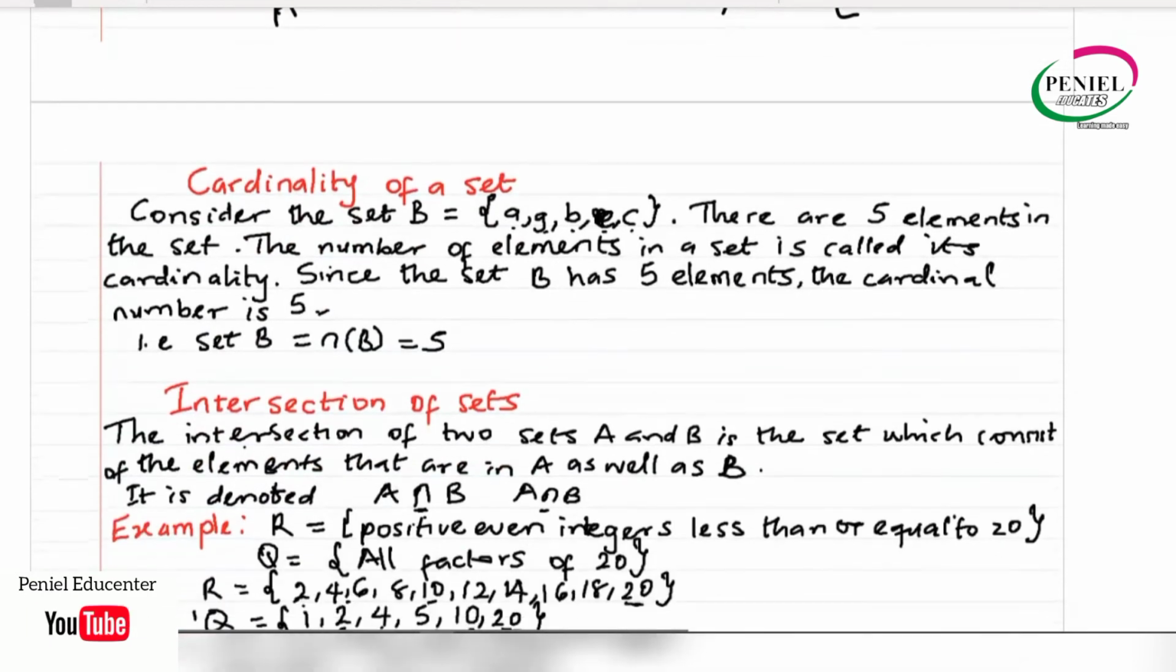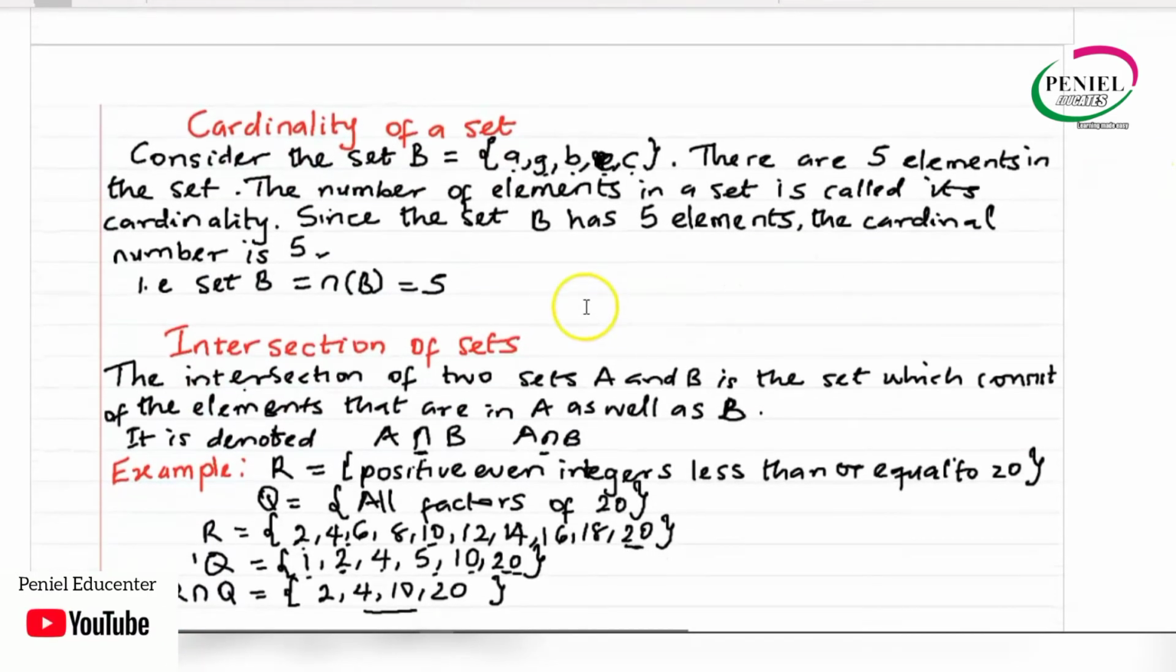All right, so let's look at cardinality of a set. So if a set B is given like this, it says G, B, E, and C. So these are 5 elements in the set: 1, 2, 3, 4, 5. We have 5 elements in the set. So the number of the elements in the set is called its cardinality. So since the set B has 5 elements, the cardinality is 5.